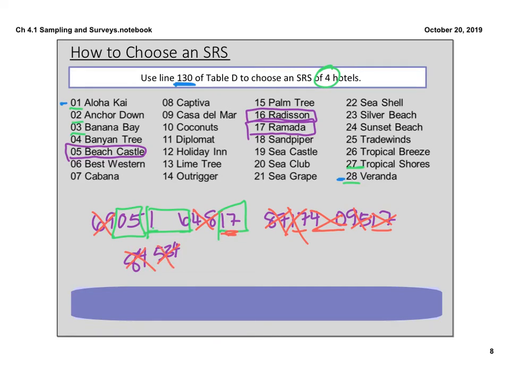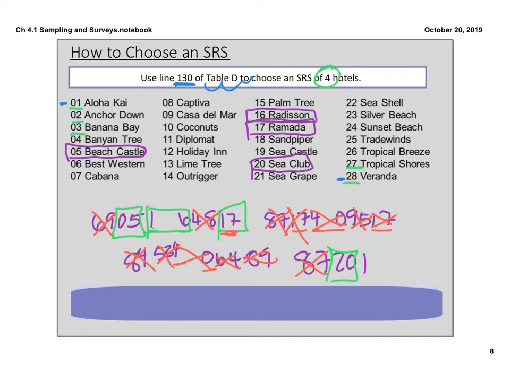I have 0, 6, 4, 8, 9. So this 4 went with that 0, that's out. 64, 89. I got to go to the next one. Super fun, huh? 87, 2, 0, and 1. 87 is out, and check this out. Boom, 20. So there's the last one in my random sample. So that's how we use Table D.